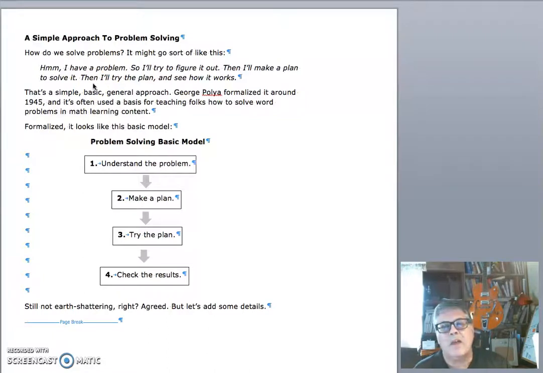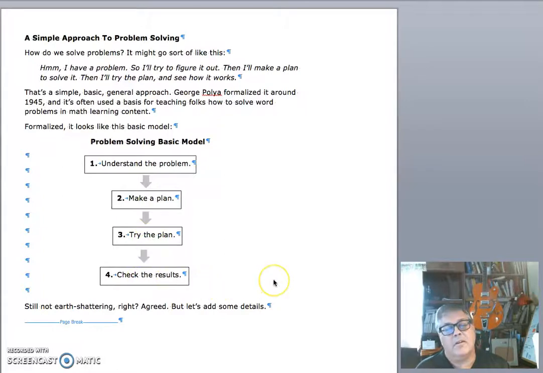This approach was formalized by George Polya back around 1945, and it's still often used as a basis for teaching folks, especially things like word problems. You'll see it in a math book or something like that. Now, if we formalized it and turned it into a little box model, it would look like this. Here's a problem-solving basic model, and first we try to understand the problem. Then we make a plan to solve it, then we try the plan, and then we see how we did.